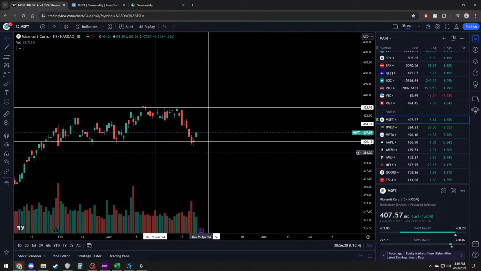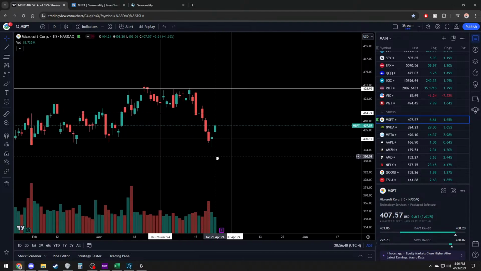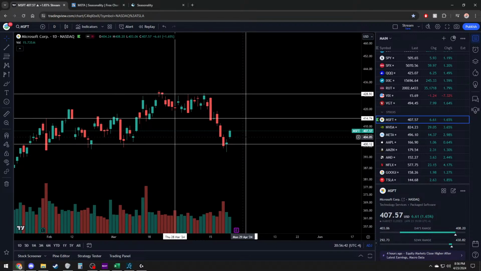So hoping we get some upside momentum. Again, today we've had some confirmation that we got support on that 400 level right here, and hopefully we continue to rise up.